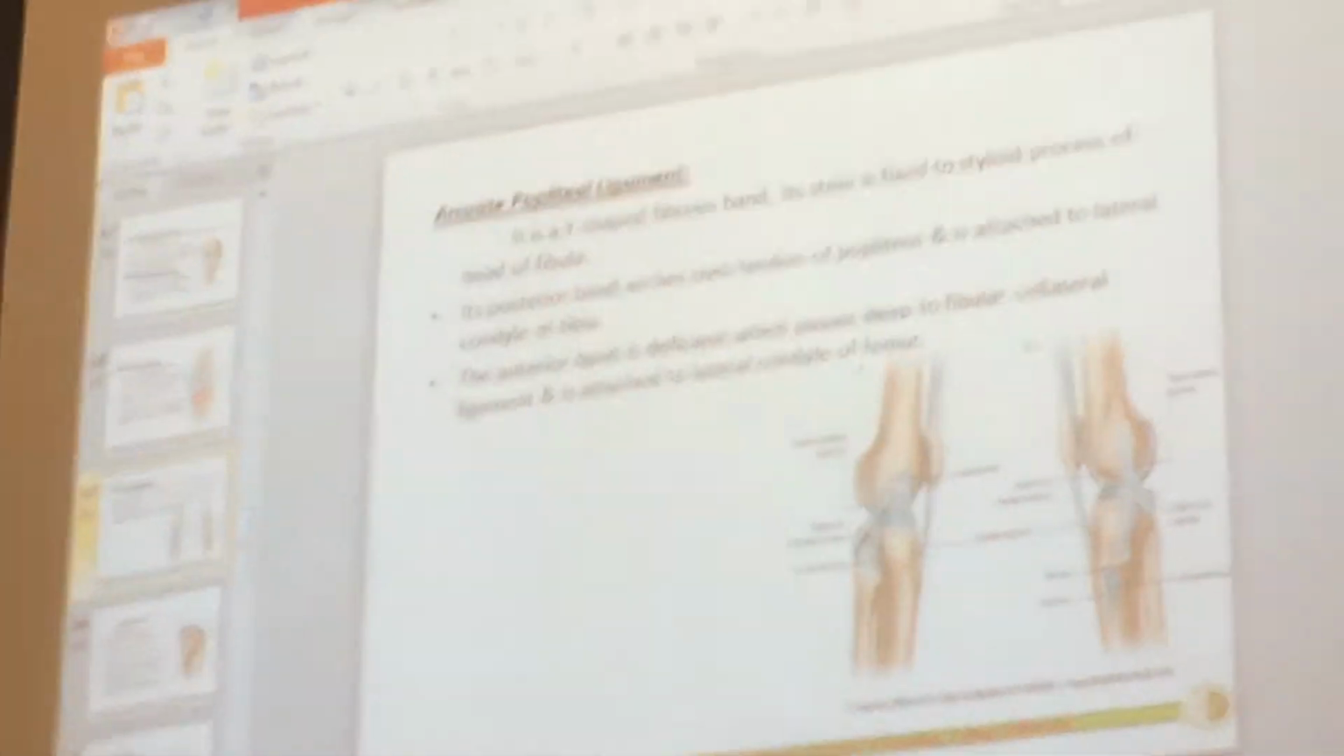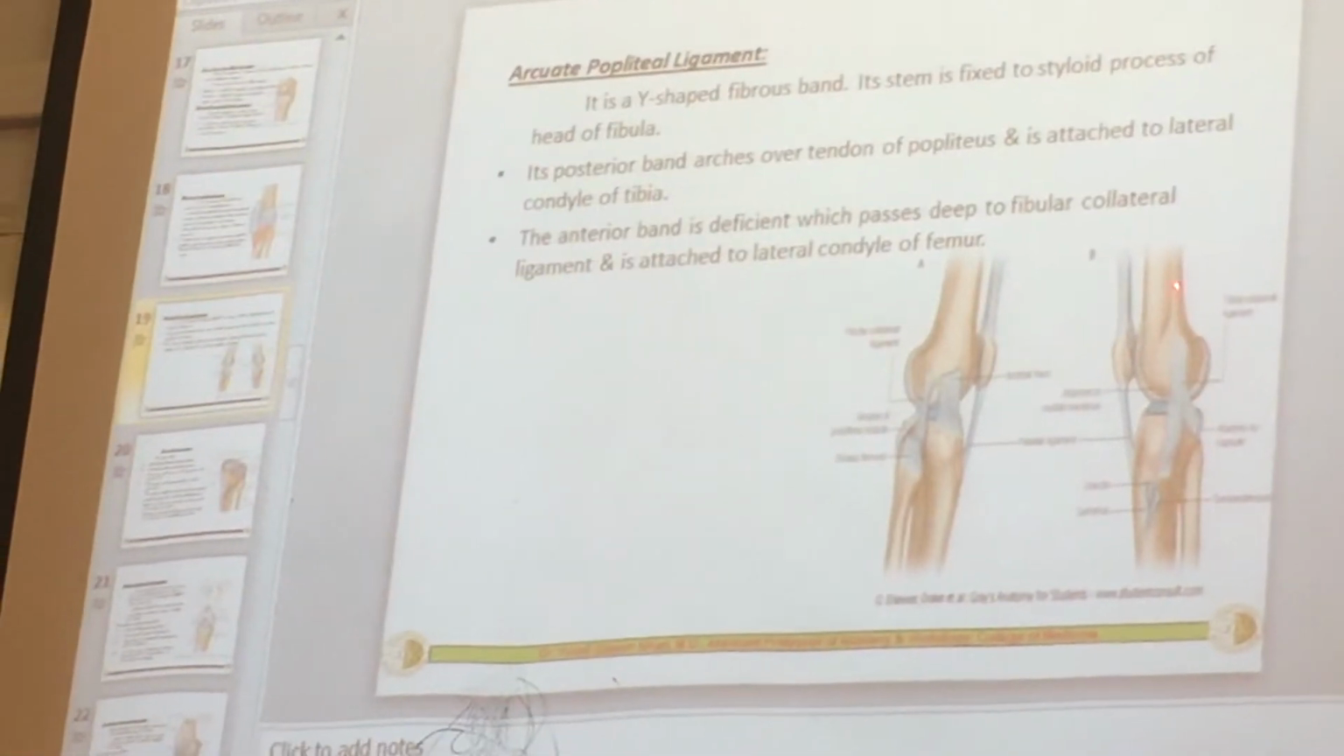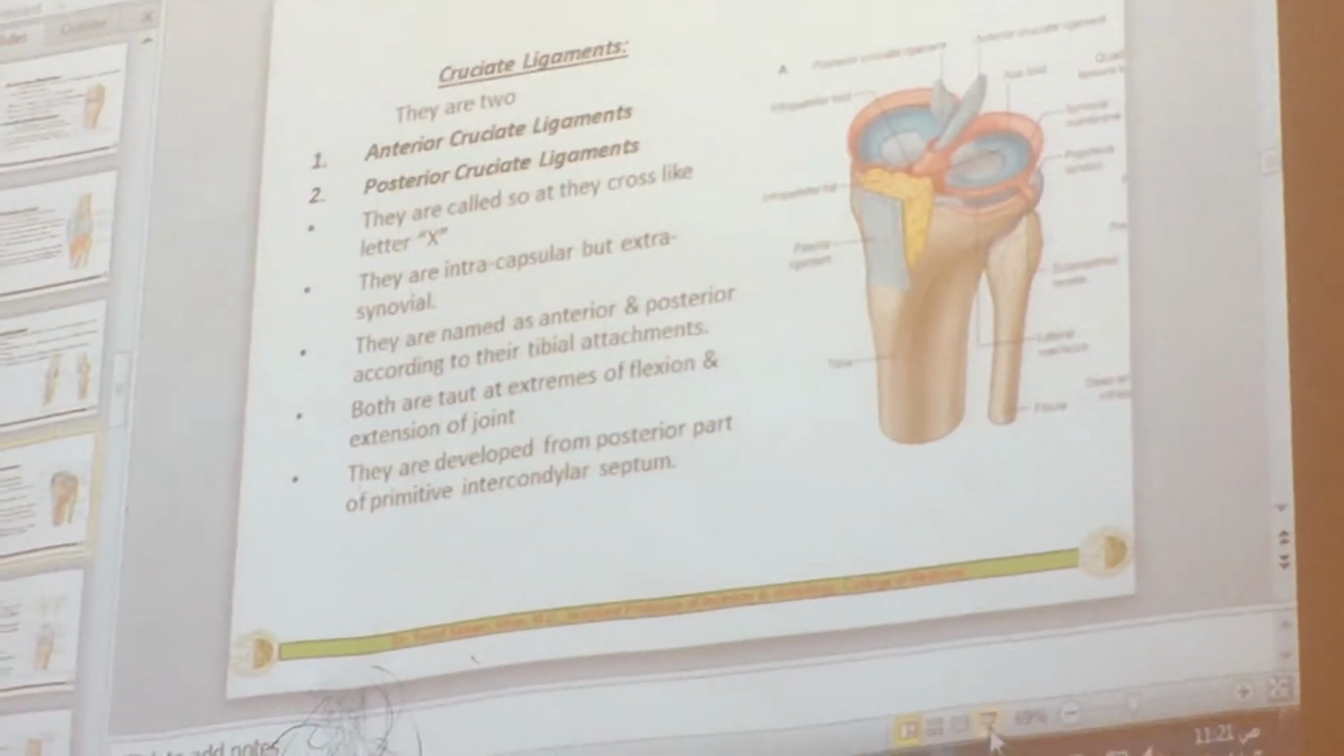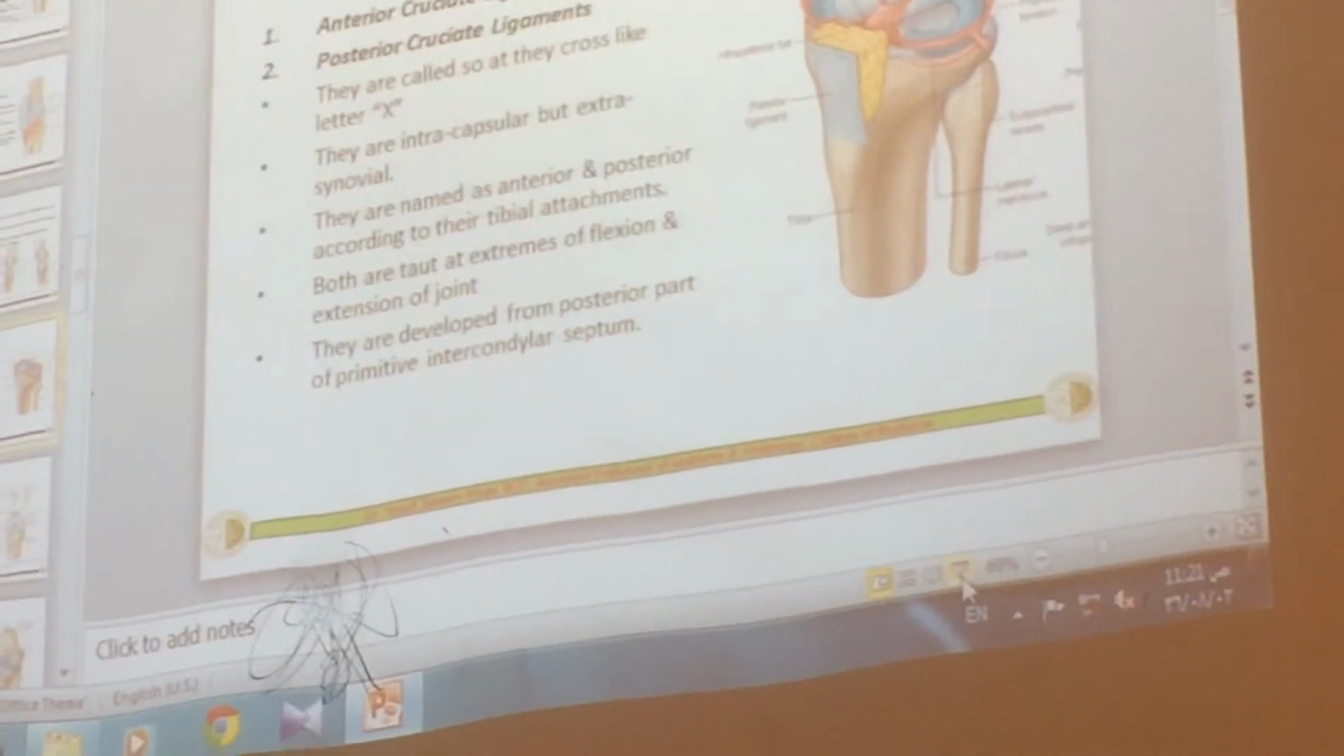Then there is something called the arcuate popliteal ligament. It is a Y-shaped ligament, again on the lateral side, and this also gives stability to the joint. Then there is a very important group of ligaments, called the cruciate ligaments. These have a very important role in the stability of the joint.